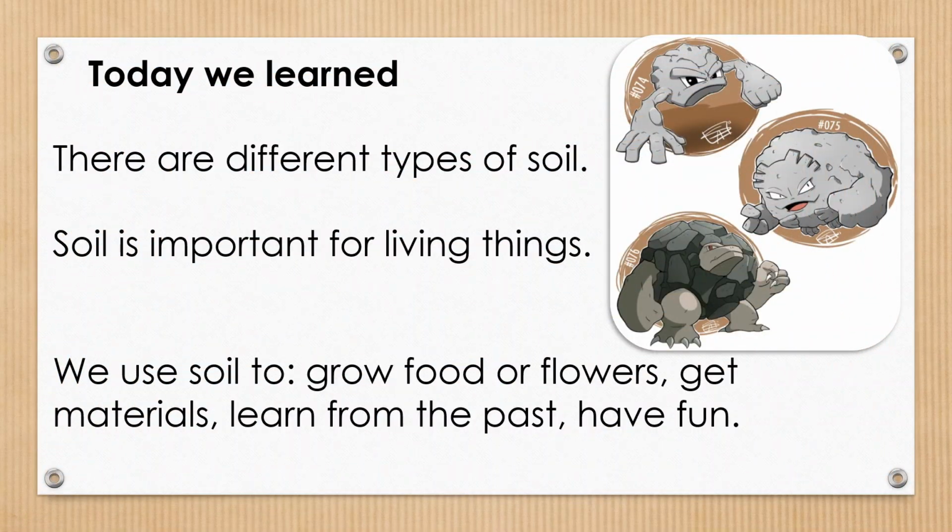So just to finish the unit, here we have what we learned. There are different types of soil. Remember, sand, the ground to grow plants in the countryside, the soil that you have on hills or mountains, which has more rocks and fewer plants, and the soil that you can find in forests. And of course, soil is important for living things, animals, plants, and people. We use soil to grow food or flowers, to get materials, to learn from the past, and of course, most important, to have fun.